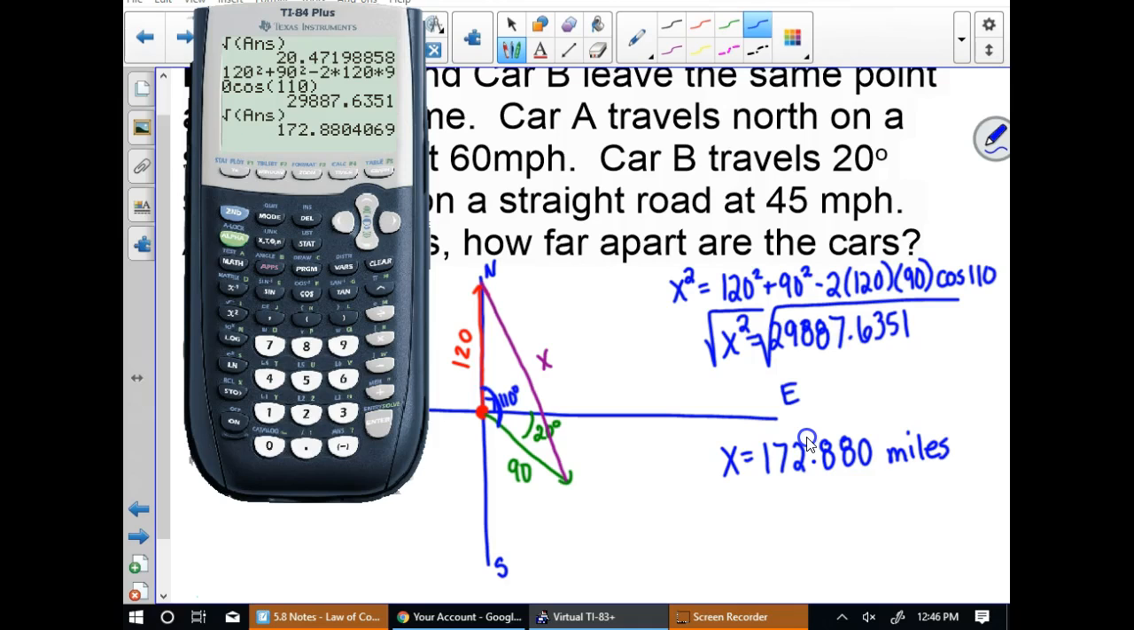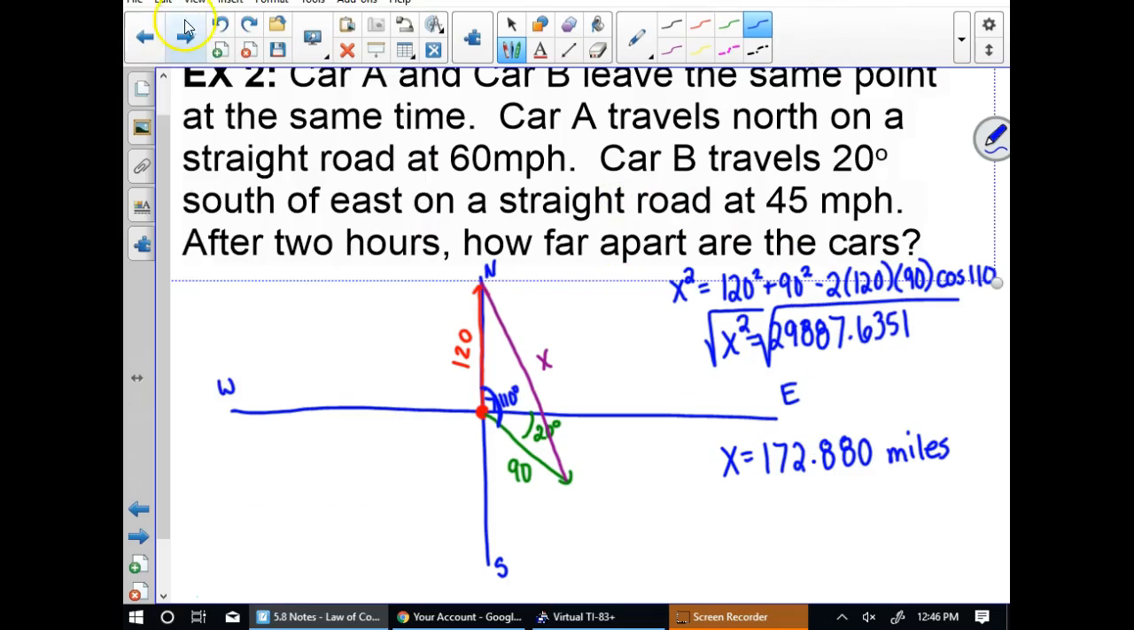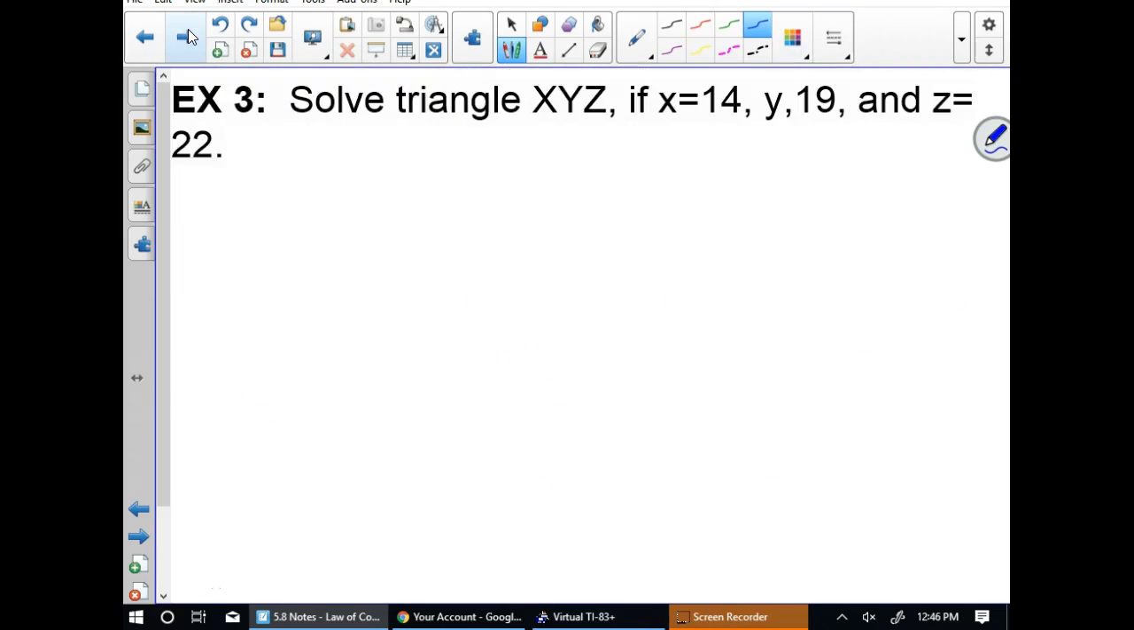Okay, questions? All right, here's, I think this is the last one. Law of cosines problems are a little more difficult whenever you have all three sides. I still think that it's much better than having an ambiguous case law of sines problem, but it is more difficult than the first two that we did.